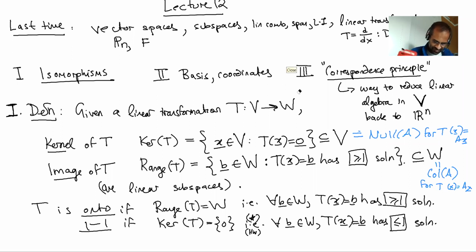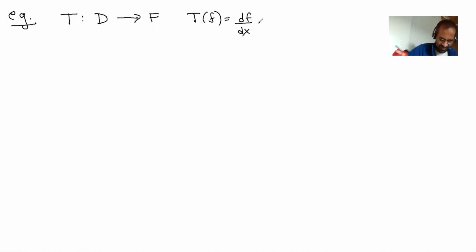Somebody's asking a great question. Is there a Goldilocks theorem connecting one-to-one and onto for our new definitions? Great question. I'm going to come to that later in the lecture. But before that, let's look at some examples. So we look at some new examples that didn't exist in R^n. For example, I have the linear transformation from the set of differentiable functions to the set of all functions that takes a function and differentiates it.